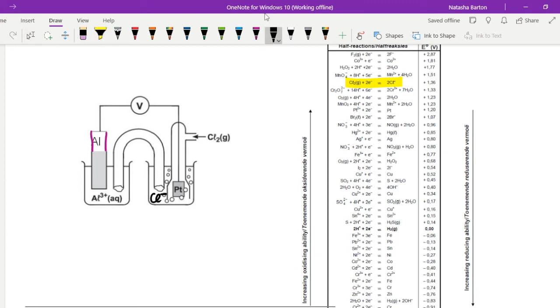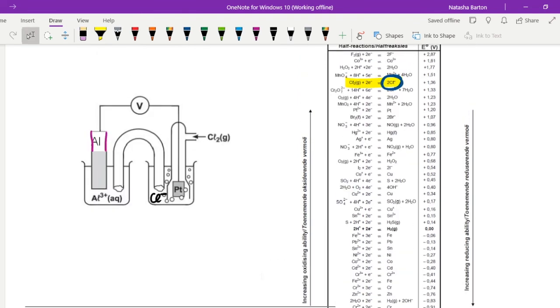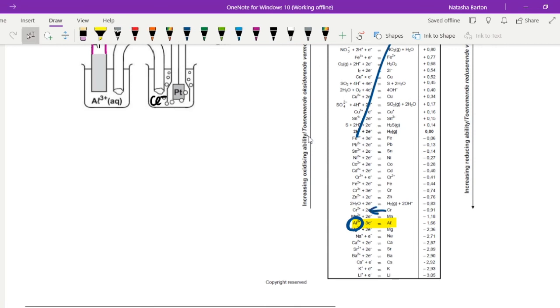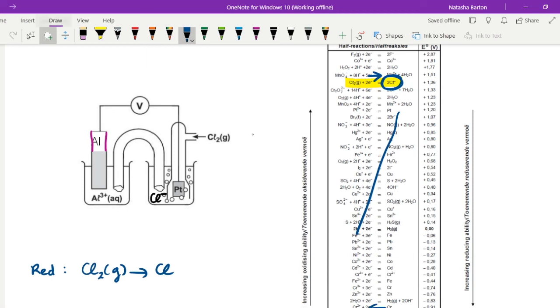So what is happening over here? Remember, this is a galvanic cell. If you are feeling confused, remember, in a galvanic cell, we have a spontaneous reaction. So this must be a product, and this must be a product so that I can have that gradient. So as a result, when we write down our reduction half reaction, chlorine gas is going to gain electrons to form chloride ions.